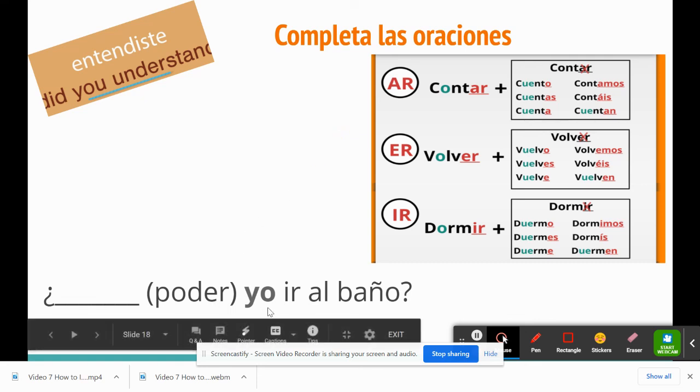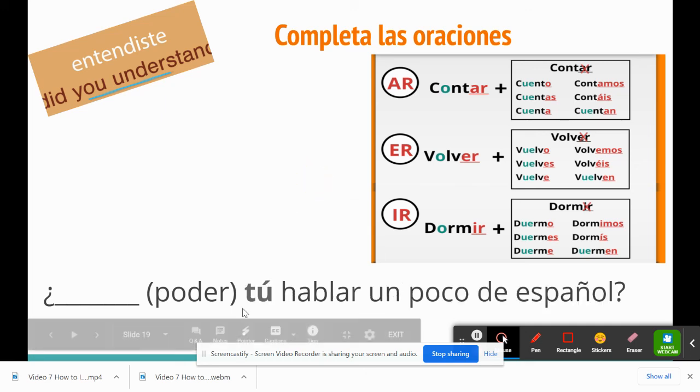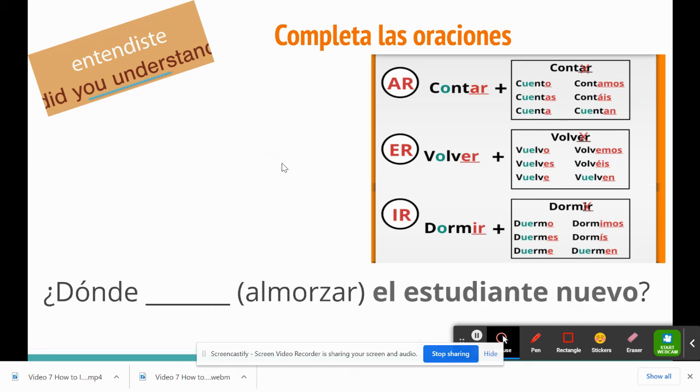Poder yo ir al baño. Poder is an ER verb, so your answer should be somewhere in here. Poder tú hablar un poco de español. ¿Cuánto blank costar las pulseras? ¿Dónde almorzar el estudiante nuevo?